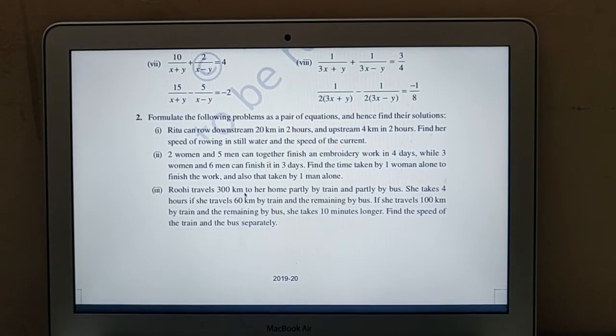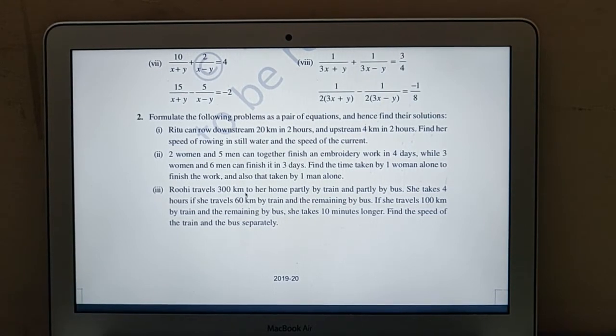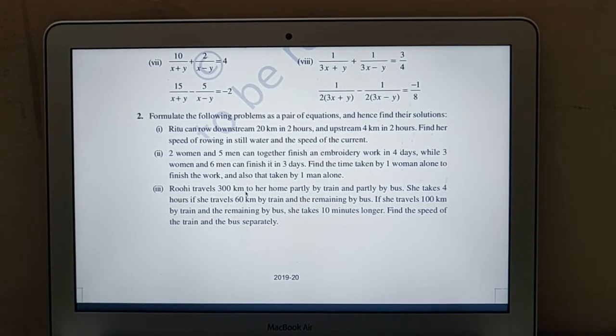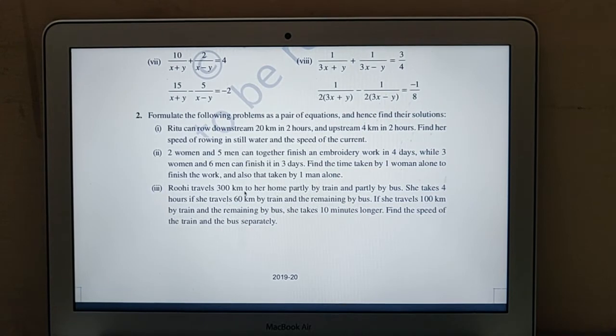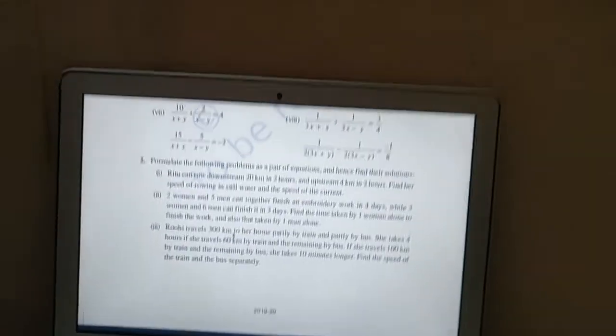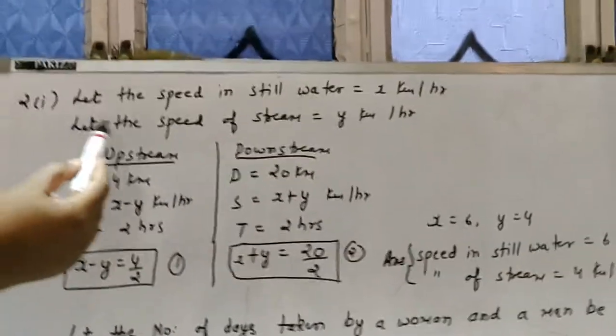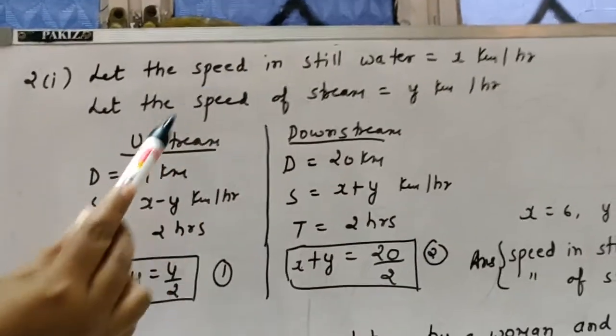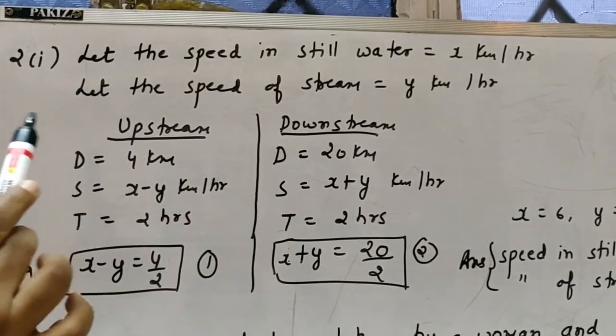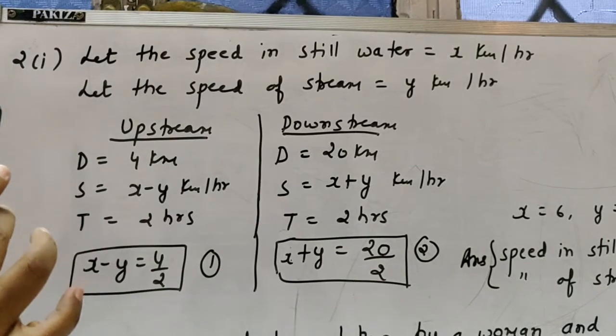Please do remember one thing, that the speed of current or water or stream is always added and subtracted. But if you have supposed y, then it is going to be x plus y and x minus y. Correct? It will not be y plus x and y minus x. Do remember this thing. So now what do you suppose? Let the speed in still water be x km per hour and let the speed of the stream be y km per hour. You make two columns, upstream and downstream.